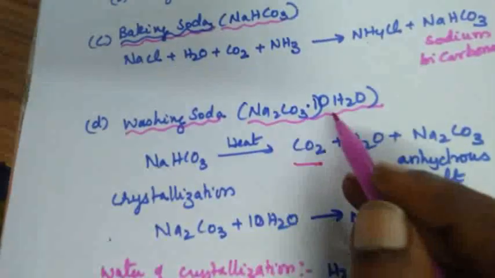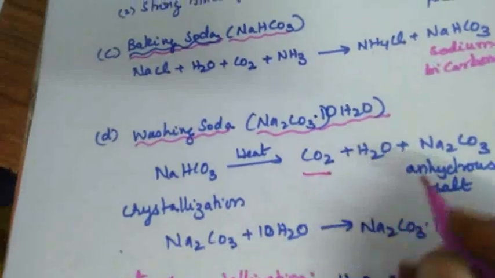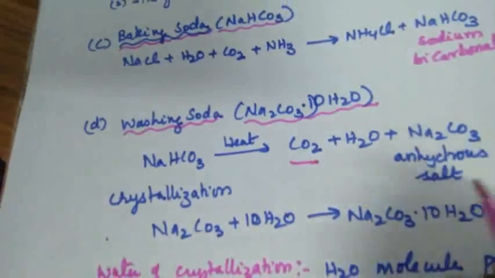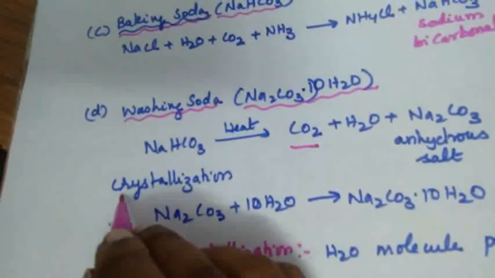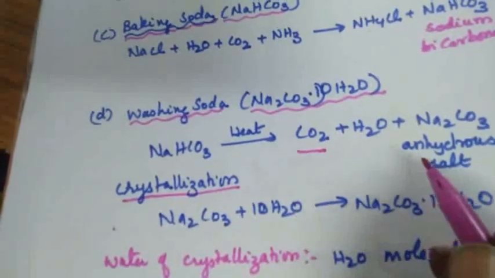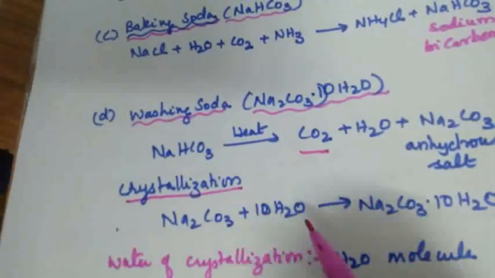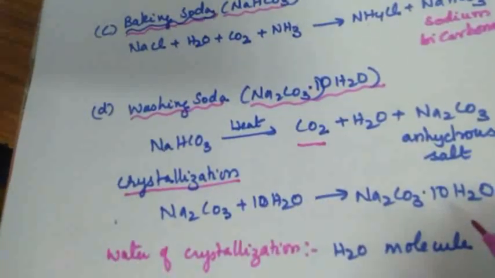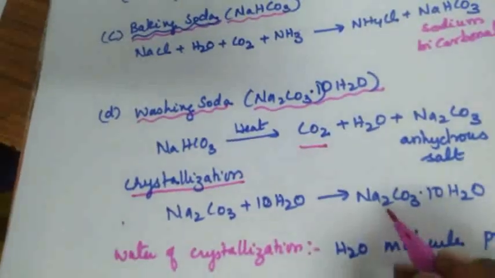is sodium carbonate 10H2O. So what I do, I take this anhydrous salt. Anhydrous is water-free salt or dry salt. Taking this salt, I do the crystallization process. So what is the crystallization process? I take sodium carbonate, I add water, I boil it, I cool it, and I allow it to form crystals. So it forms Na2CO3.10H2O, which is washing soda.